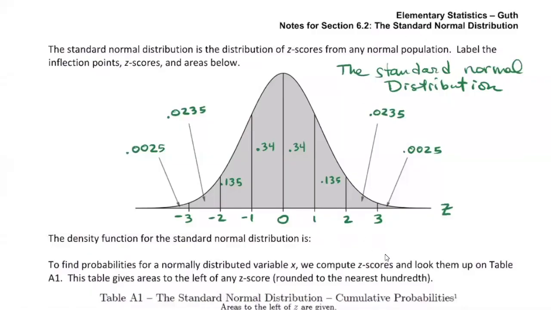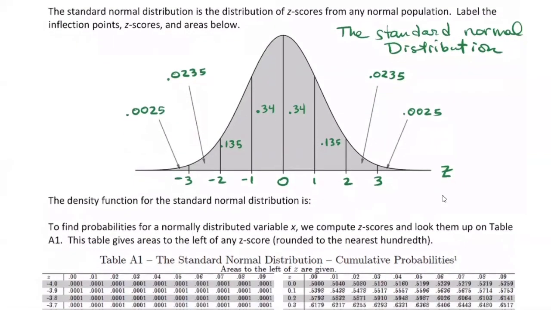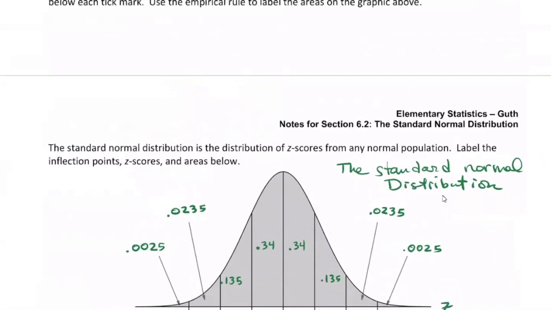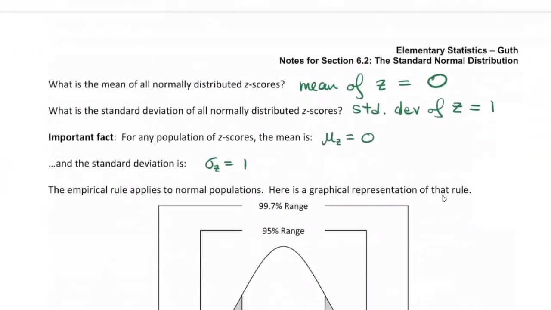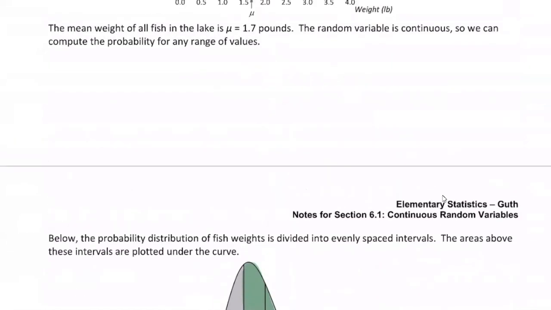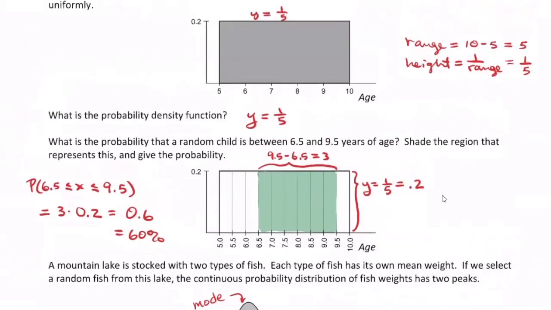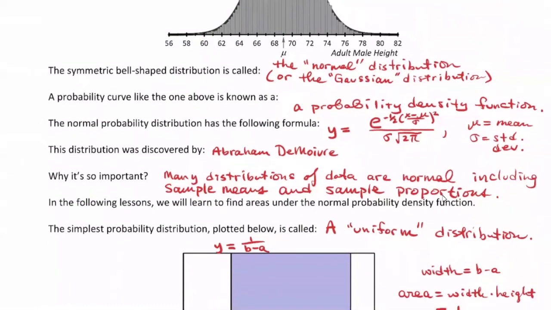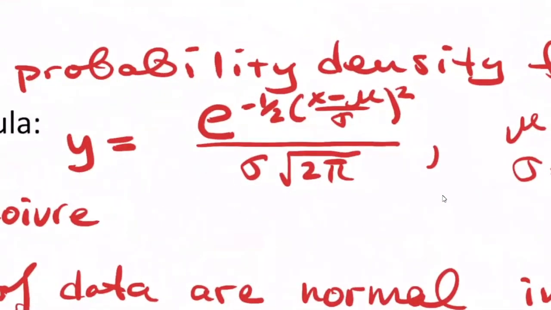So we want to be able to find the probabilities for any region under the standard normal distribution. As I say, the standard normal distribution has a mean of 0 and a standard deviation of 1. If you go back, at some point we gave the density function for the normal distribution. The density function is just the name of the curve that outlines the distribution. Let me show you the density function for a normal distribution. We talked about that in the first lesson in this chapter.